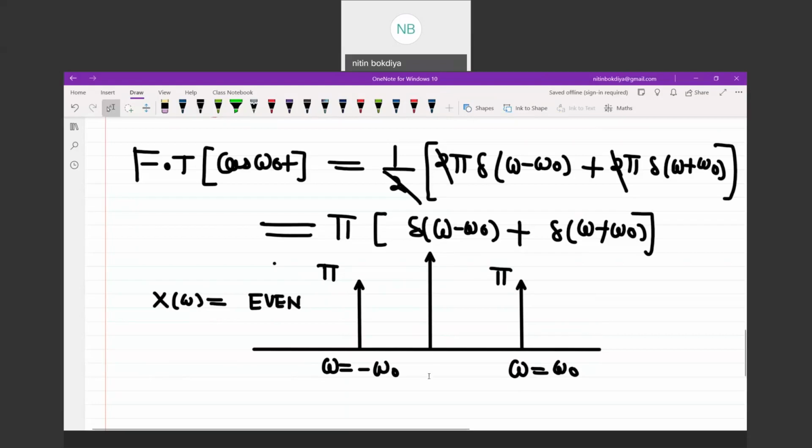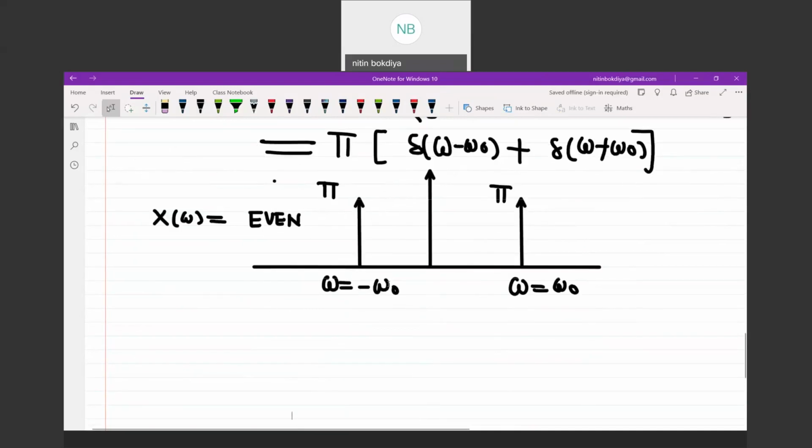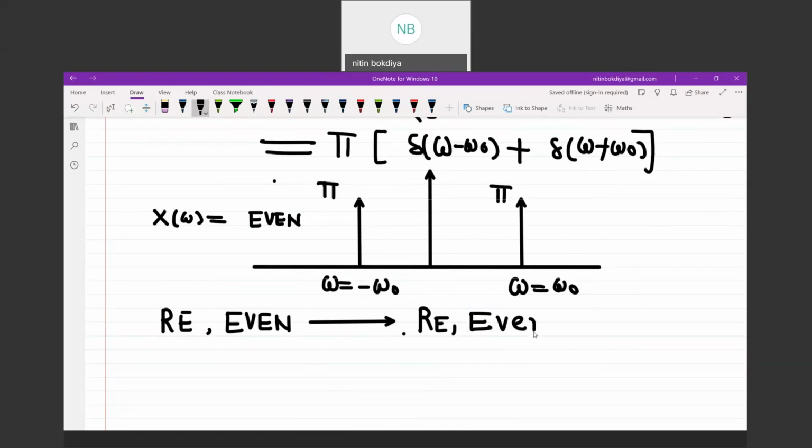And you can say this is the concept: all real and even functions have a Fourier transform that is real and even. This is real in time, even as a function of time. This is real and even as a function of omega. So this is the Fourier transform of the given function.